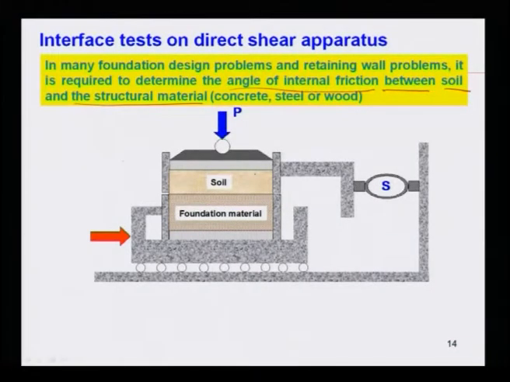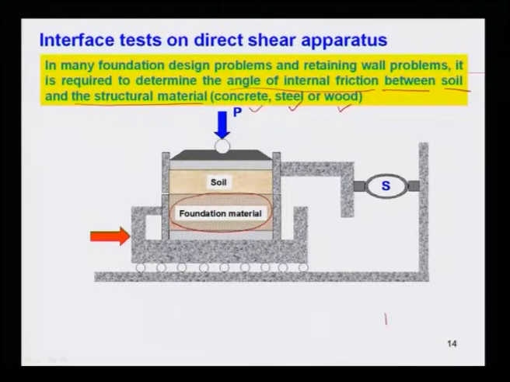Now, what happens? One side, half of the shear box, you take your foundation material, other than the soil. It may be concrete, it may be steel, it may be wood. You place this completely inside half of the box. The other half you take. It is bifurcated, you can make it into two parts.